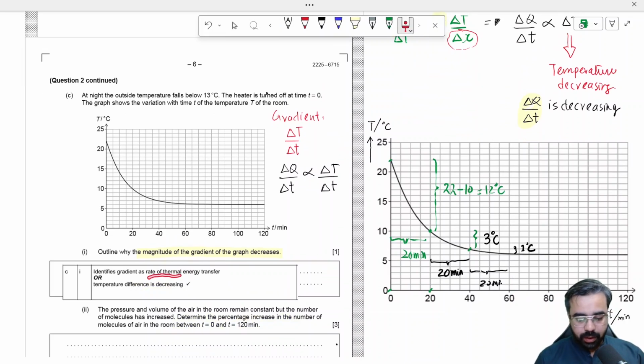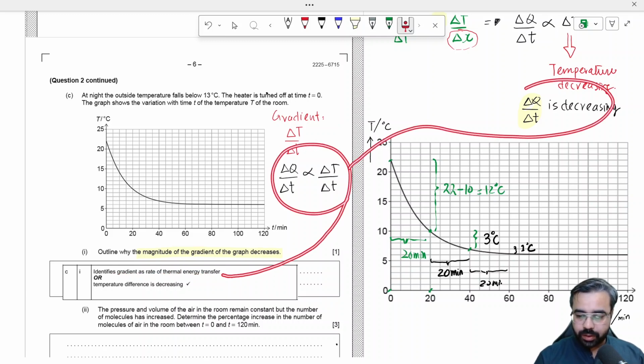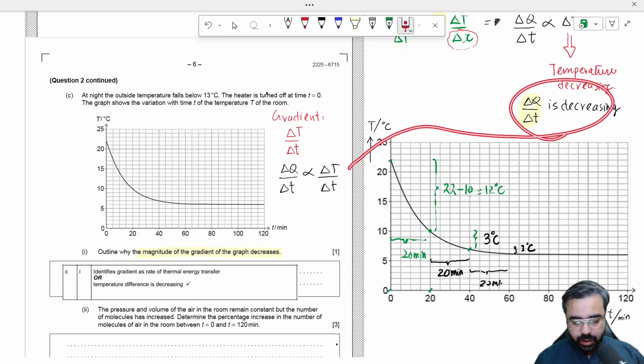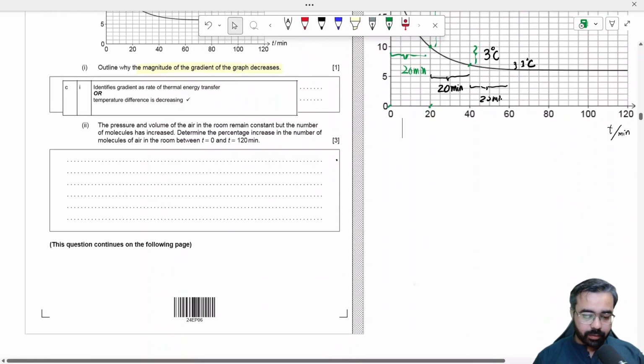Okay, students, so this is a mark scheme which says identify gradient as the rate of thermal energy transfer, and all of this logic I have explained to you with the help of the equation and also from the graph.